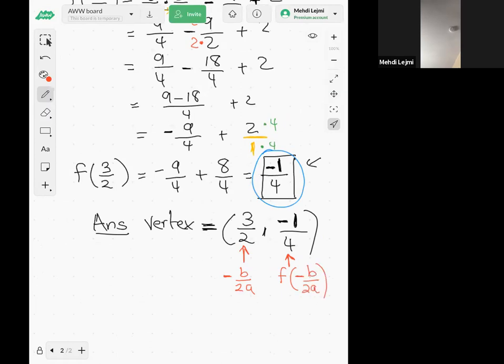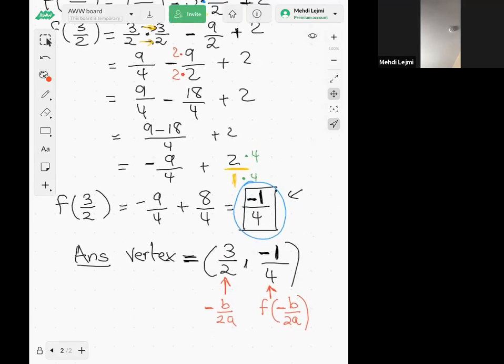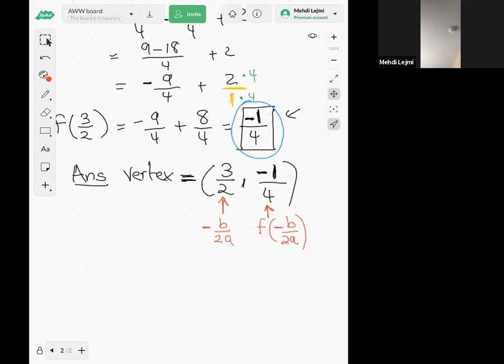So like here in this example, negative b over 2a would be 3/2, and f of 3/2 is actually negative 1/4. Right? That's my vertex. That's the coordinates of my vertex. Is there any question, guys, about this formula for the vertex? All right. Okay, I got my vertex, which is good.